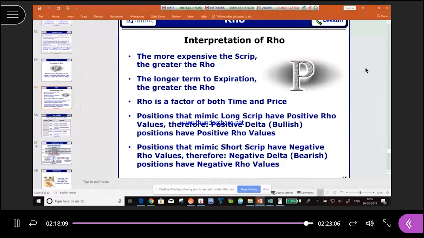No, Amit. Positions that mimic short scrip means long put or short call. Aren't they bearish strategies? Short scrip is bearish, long put is bearish, short call is bearish. So short call and long put are bearish strategies which will have negative rho values. Long call and short put are bullish positions and they will have positive rho values. Right?